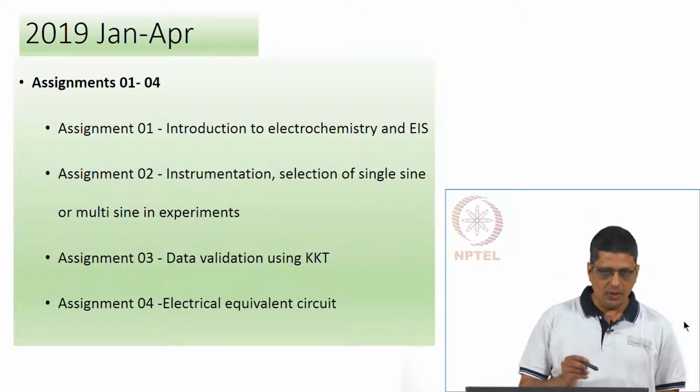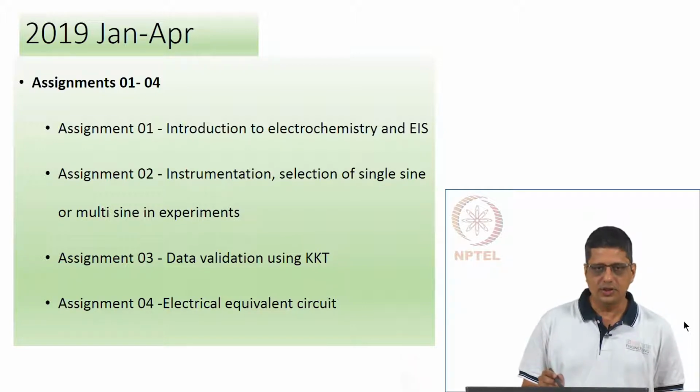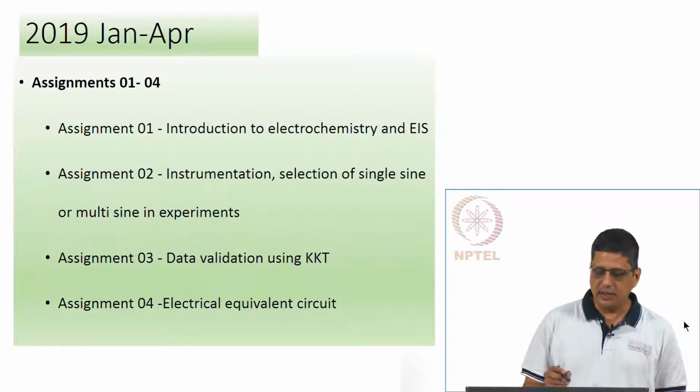Okay, so I will go through the assignments 1 to 4. The first assignment is on introduction to electrochemistry, also introduction to EIS. The second assignment is on instrumentation, on selection of single sine or multi sine and the implications. The third assignment is on data validation using Kramers-Kronig transform, and the last one, the fourth assignment, is on equivalent circuit analysis.